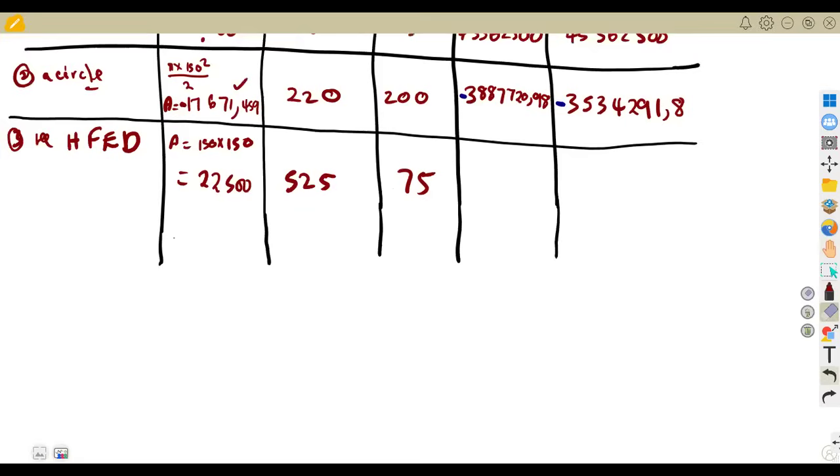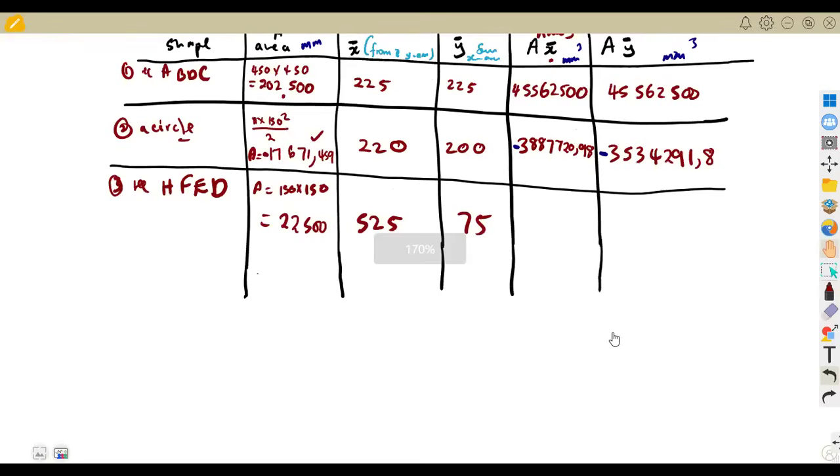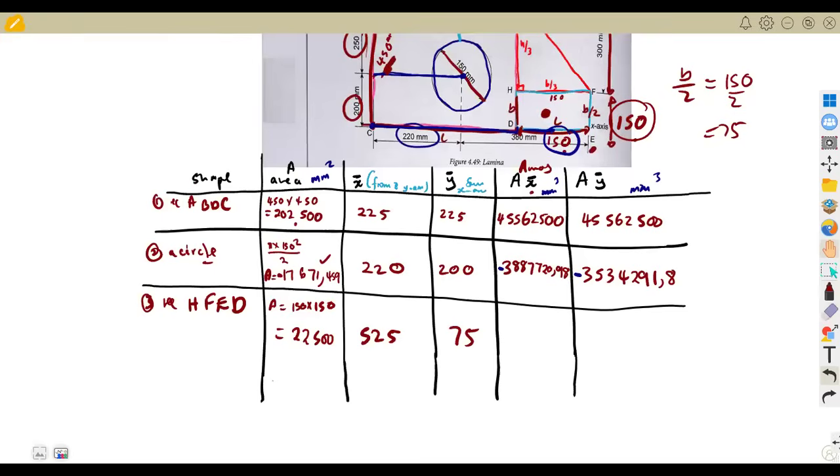As before, we are going to need the area moments. For the corresponding area times the values that we are given. Guys, we have a lot of things now. Area times the x, this is area times x, so you're going to multiply 22,500 times 525. Guys, there we have got a big value there, 11,812,500. This is what we have there. Okay. Then if we multiply by 75, it's going to be 1,687,500. This is what you're going to have there.